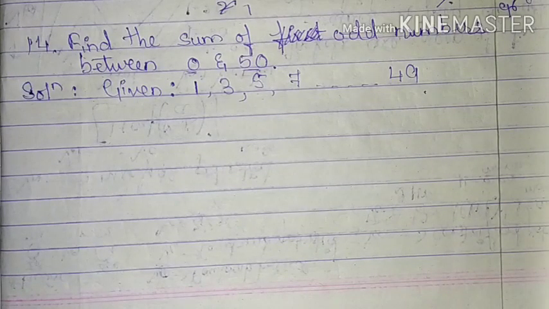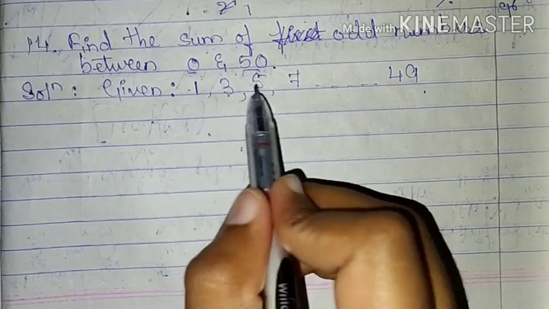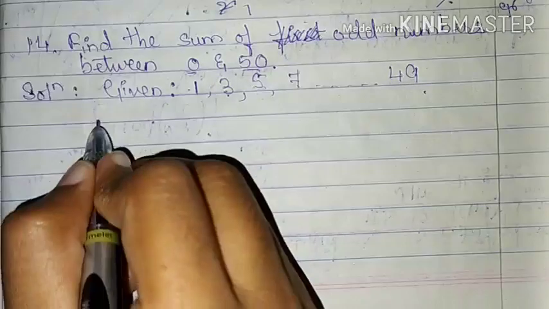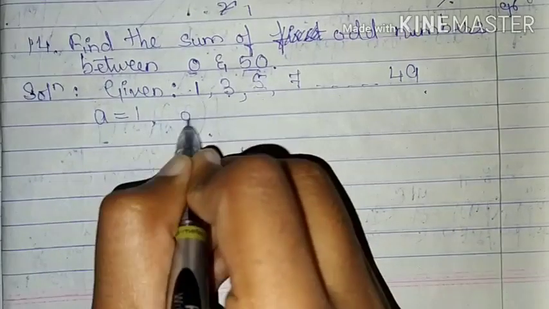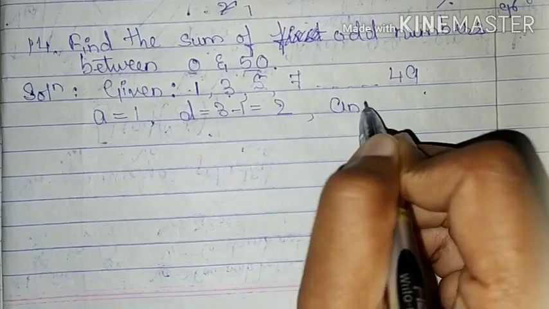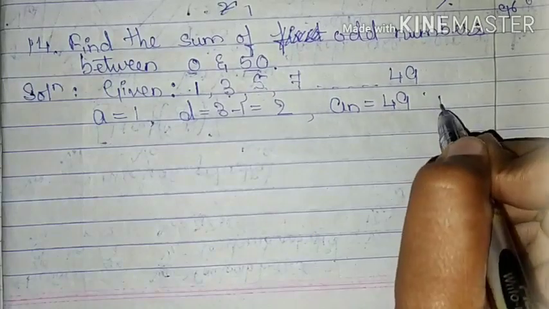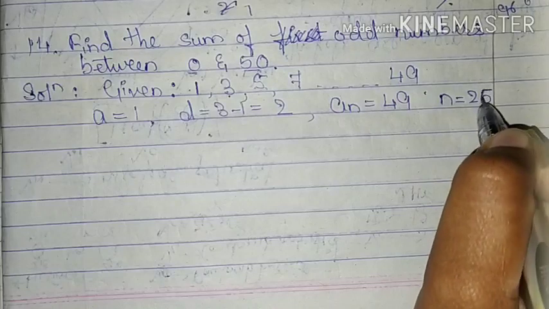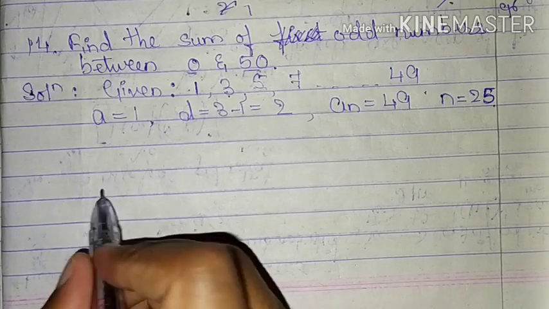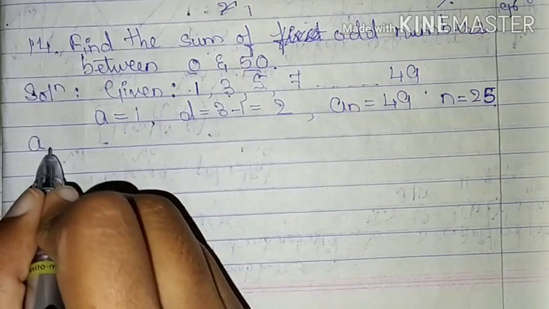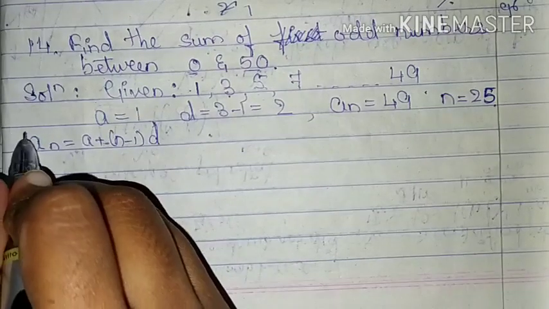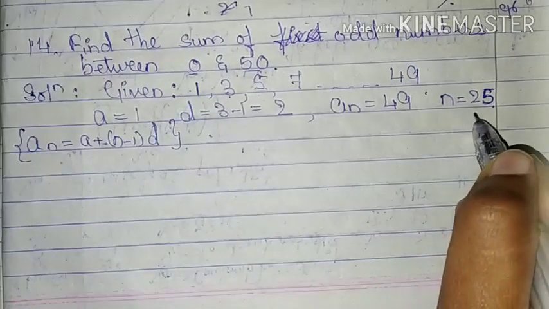Now let's see whether this forms an AP. 3 minus 1, 2. 5 minus 3, 2. 7 minus 5, 2. So this is obviously an AP with a is equal to 1, d is equal to 3 minus 1, which is equal to 2, and an is equal to 49. So what is the value of n here? n is 25. How is n 25? That is a question for you. Try making use of the formula an is equal to a plus (n minus 1) into d to find your value of n, which will be equal to 25.